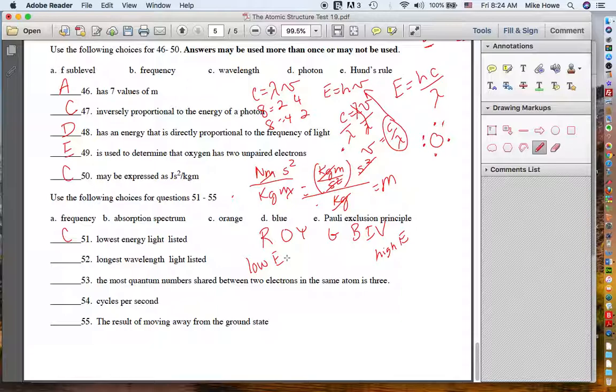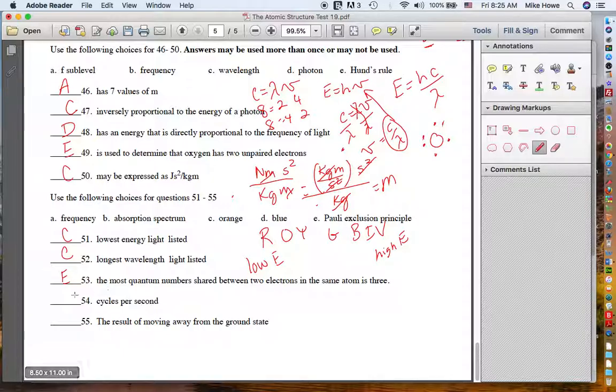So low energy would be a what for wavelength? It'd be bigger, wouldn't it? So which one of these has the longest wavelength? Going with the lowest energy. So that also is orange. All right, the most quantum numbers shared between 2 electrons in an atom is 3. That's the Pauli exclusion principle. It says that no 2 electrons can have the same 4 quantum numbers.